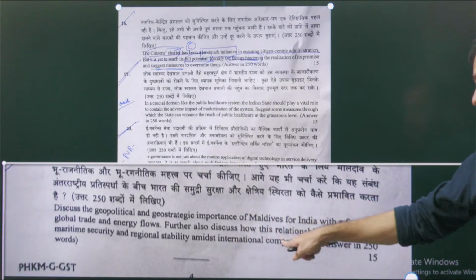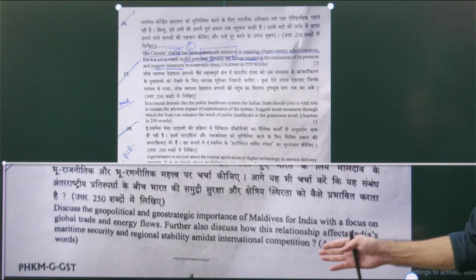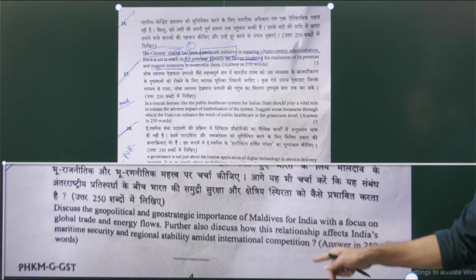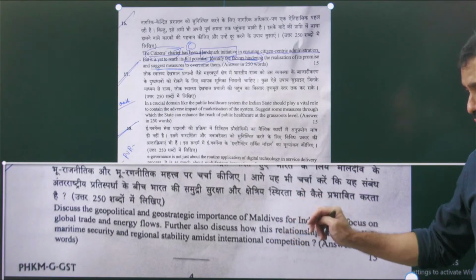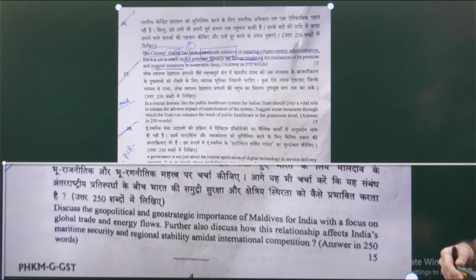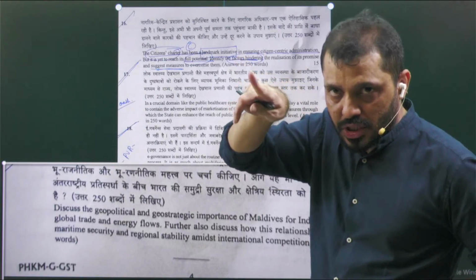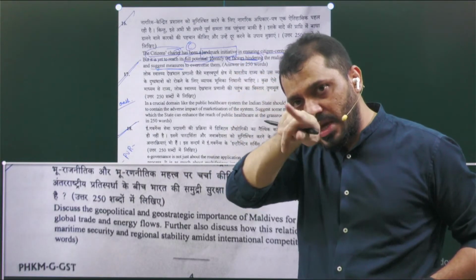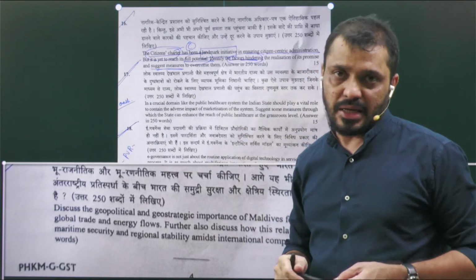Further, also discuss how this relationship affects India's maritime security and regional stability amidst international competition. Regarding the international competition level, how the India Maldives relations are important regarding regional stability and maritime security. Global security and maritime security point of view, for example, to the South China Sea, all the shipping will go through near the Maldives only. In this aspect, the India Maldives relations are very, very important.